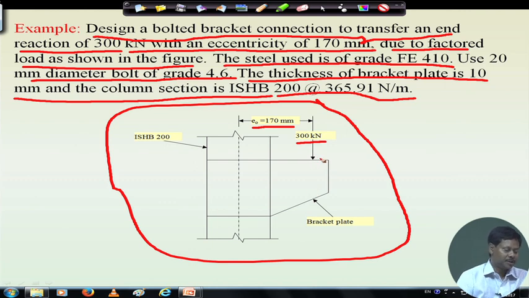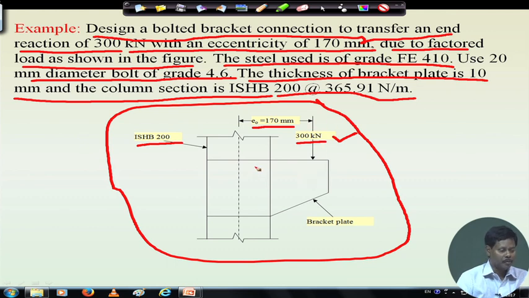That means a load of 300 kilonewton is acting at an eccentricity of 170 millimeter on a 10 mm thick bracket, and this bracket is connected to an ISHB 200 I section column, right. Now we have to design a bearing type of bolt to withstand this 300 kilonewton.